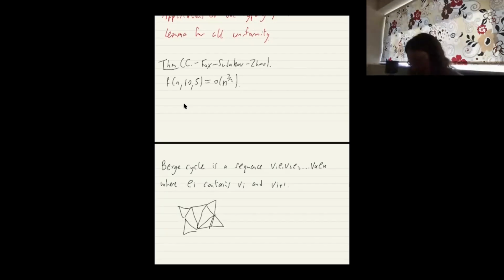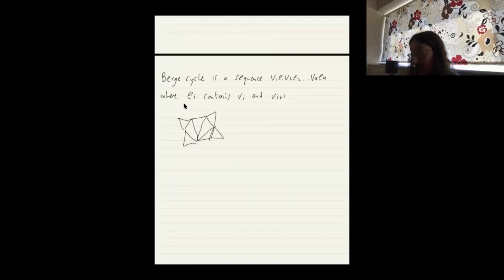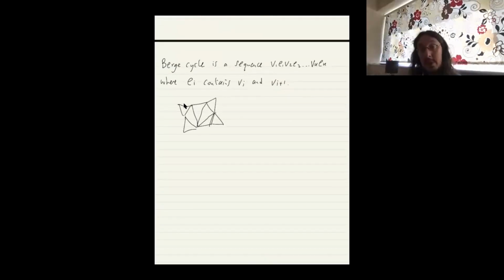In this terminology, what we've actually proved is something about the girth of graphs with respect to these Berge cycles. So h(n, g) is the maximum number of edges in an n-vertex 3-graph.